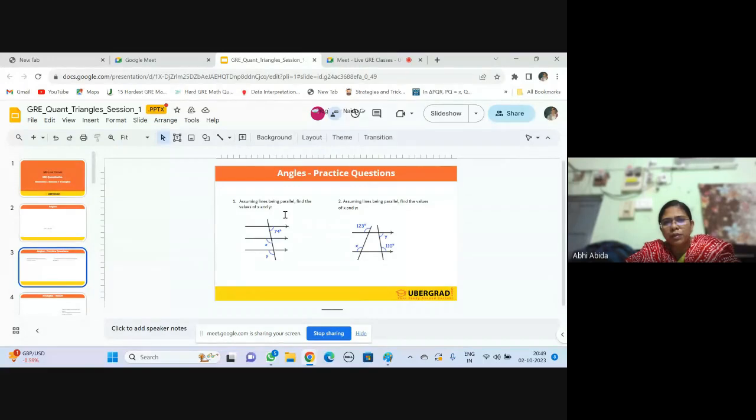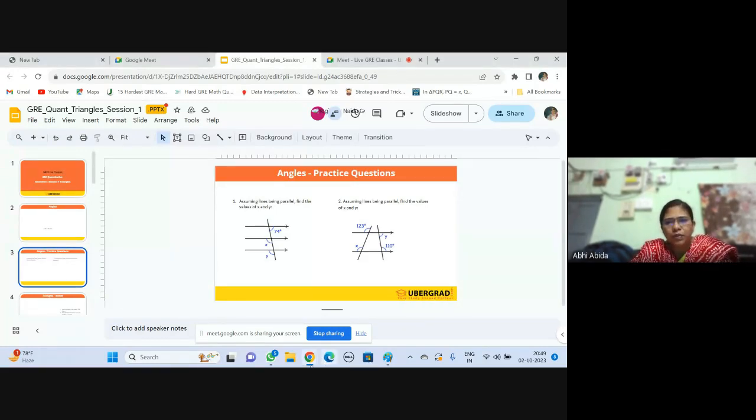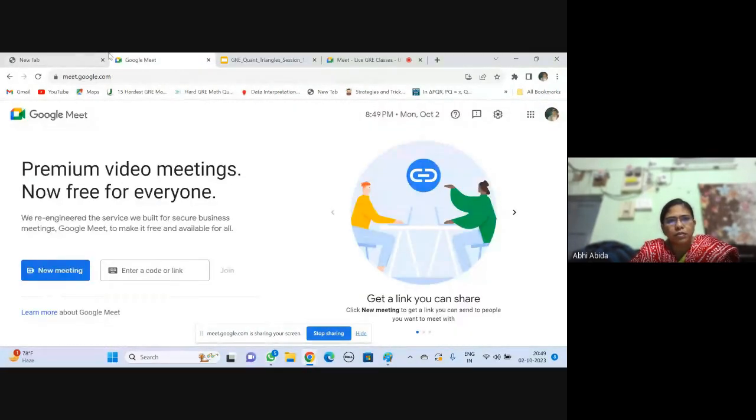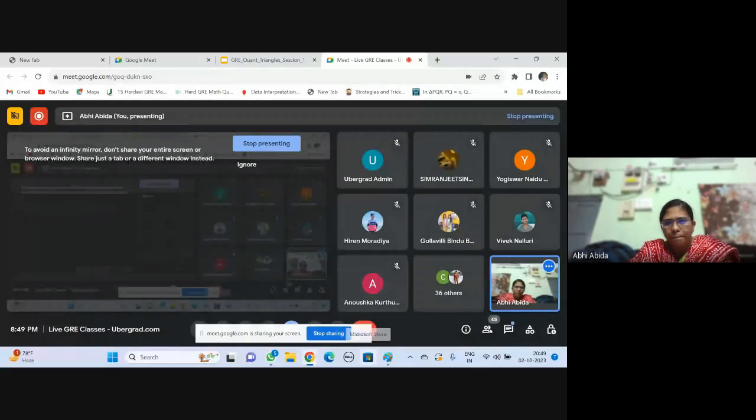Can anybody tell me what will be the value of x here? What will be the value of x and what will be the value of y? If the concept is clear, then please let me know. If not, I can repeat the concept once again. If anybody is not clear with the concept, please let me know. I hope I am audible to everybody, right? Am I audible? Yes. Yes, ma'am.